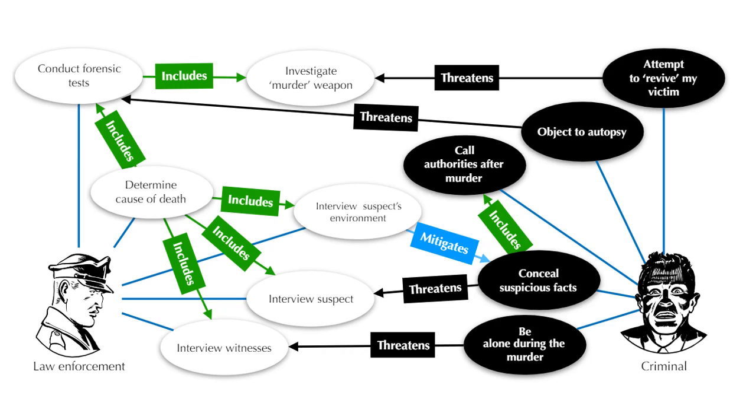So here you see for that same Siboni case that we modeled, the key actions that law enforcement took and that the criminal took, and you immediately clearly see how the criminal actions threaten the capacity of law enforcement to discover the truth. And similarly, how law enforcement's actions can mitigate that nasty criminal's actions.